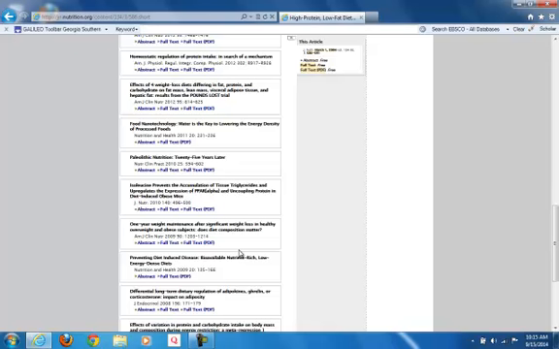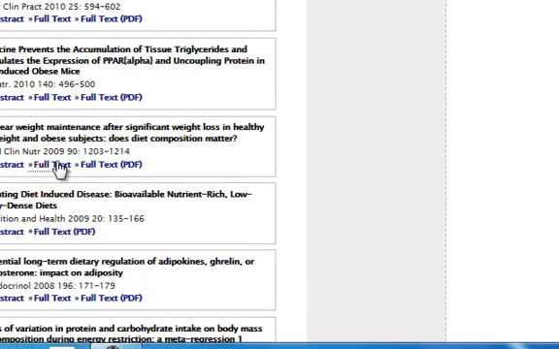Maybe one year weight maintenance after significant weight loss in healthy, overweight, and obese subjects. Maybe that's kind of cool. Waiting for it to load.